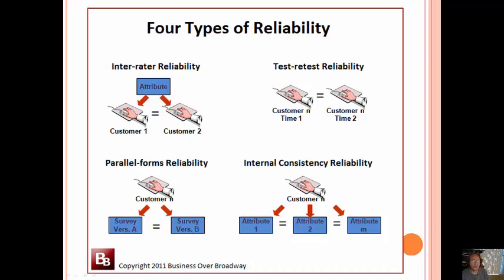There are four types of reliability, four types of consistency: inter-rater reliability, test-retest reliability, parallel forms reliability, and internal consistency reliability.